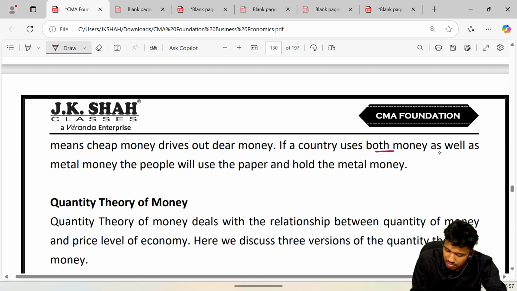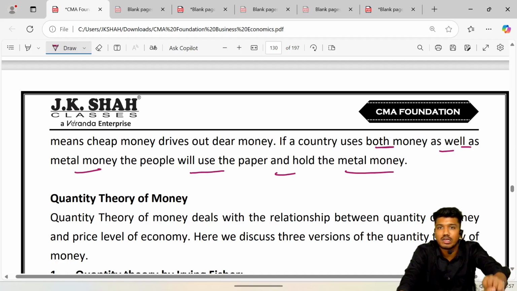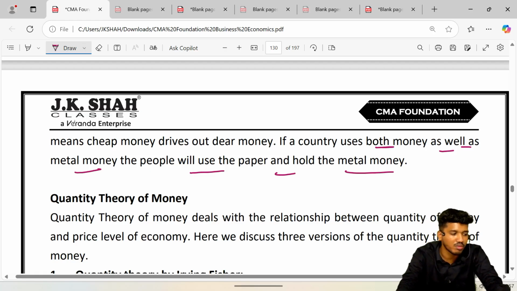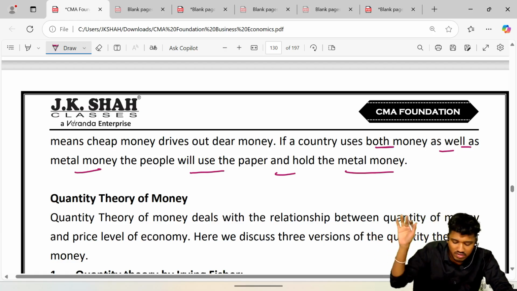So if a country uses both paper money as well as metal money, the people use the paper and hold the metal money. For example, if there is paper money and metal money, and the metal we use as an example is gold, people will keep the gold with themselves, but they will use more of the paper money. So when there is an emergence of new money in the market, people take that new money and spend the old money, and the new money is kept the same way, and it goes on and on. This is what is called bad money drives good money out of circulation.